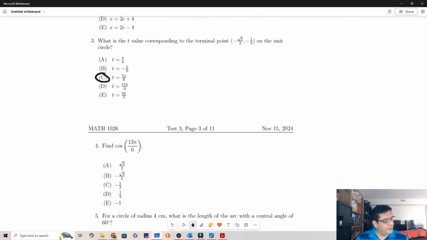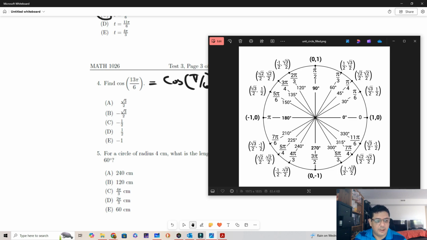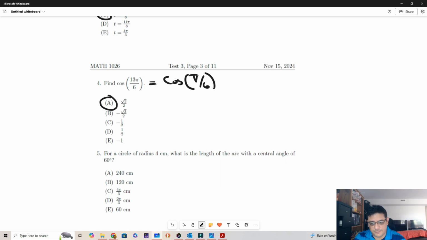Now, question number 4 is, what is the cosine of 13 pi over 6? Notice that 12 pi over 6 is 2 pi. So we're going 1 pi over 6 extra after 2 pi. This is going to have a coterminal angle, so it's cosine of pi over 6. Then at this point, you use the unit circle, and cosine of pi over 6 is just square root of 3 over 2. So this is answer A.